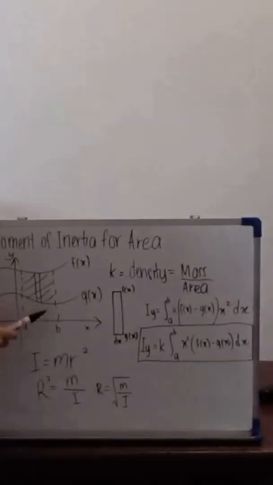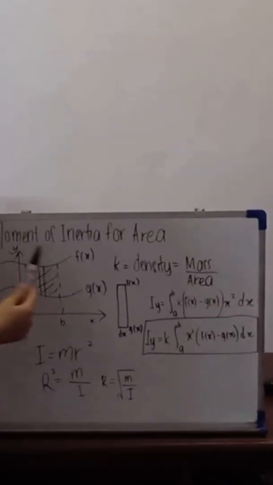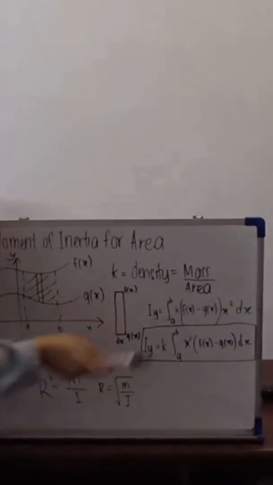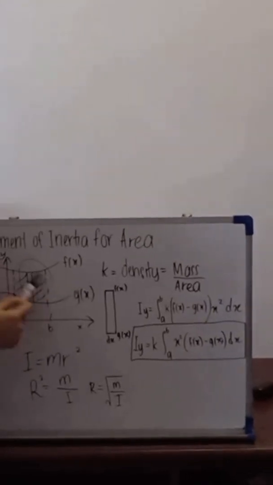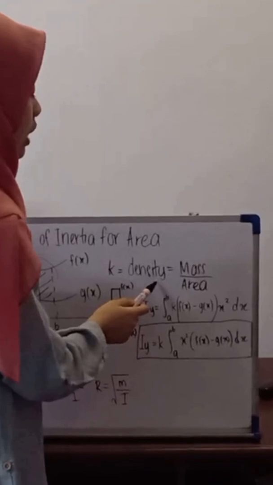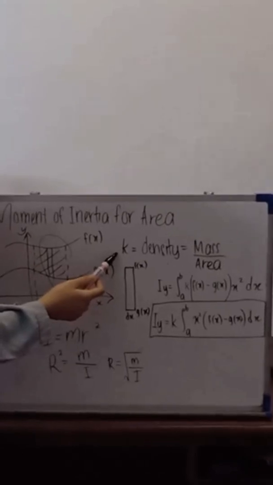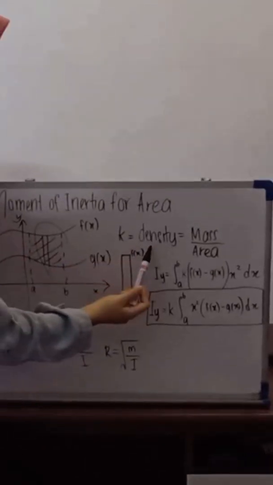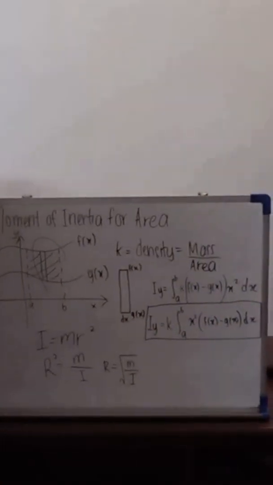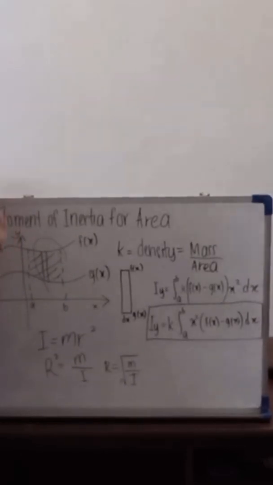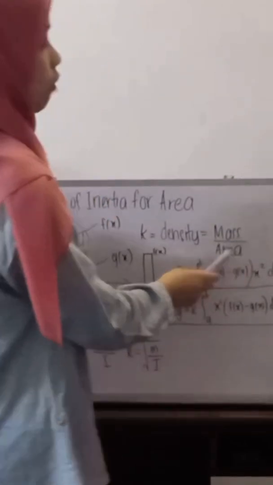So let's say we have this area which is bounded by f(x) and g(x), and then it will be given the density of this region area. So we can conclude that the density is equal to k, which is a constant. Okay, so density is actually equal to mass over area. I know before this, we always used to understand that the density is equal to mass over volume. But in this case, we can conclude that the density is equal to mass over area.